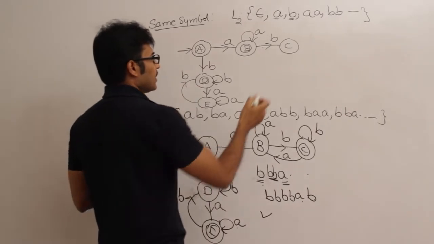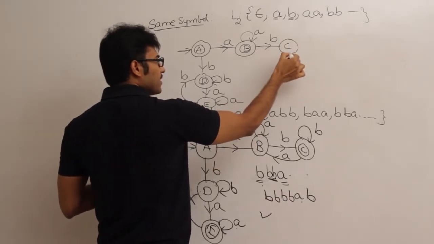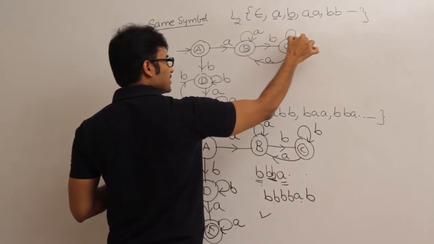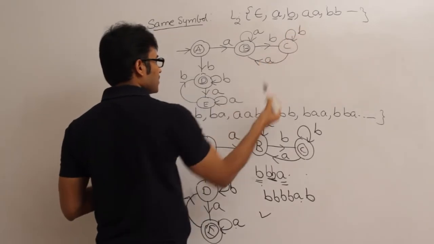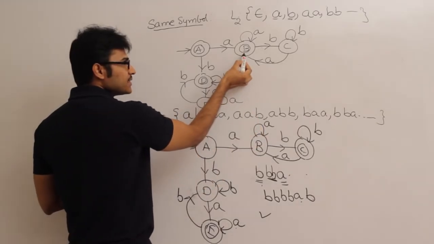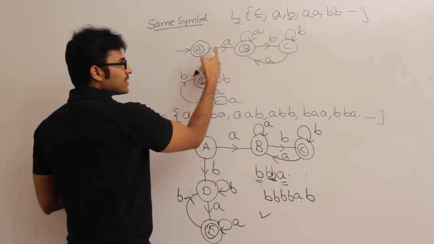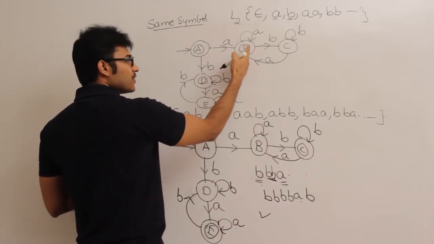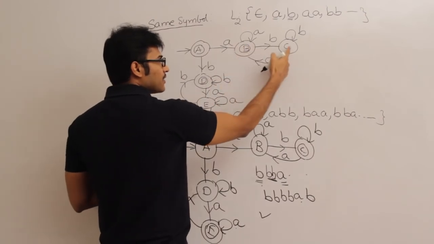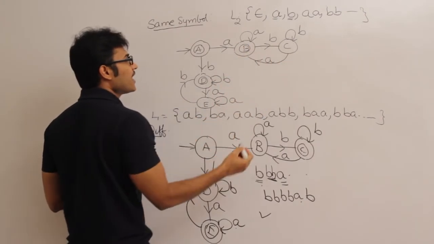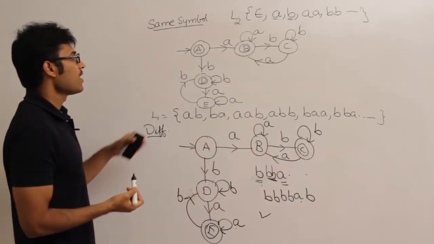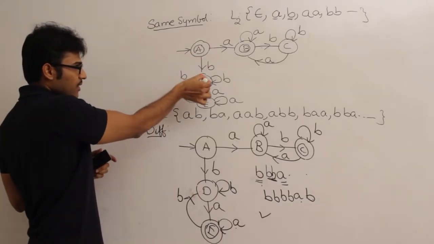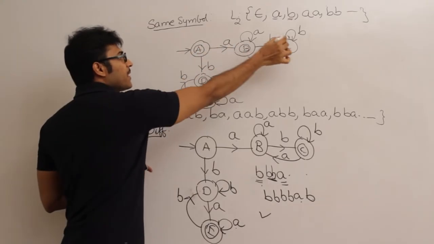Similarly, in state C, if I see A, it means the string is going to end with A and I should accept it. And if I see any number of B's, it means the string is going to end with B, and I am not going to accept it. The only way I can reach B is if I see a string ending with A. If I see A, it is going to end with A and I accept it, and any number of A's, it is going to end with A and I am going to accept it. Or I can even come this way. So the only way I can reach B is when the string is going to end with A, and the only way I can reach D is when the string is going to end with B.